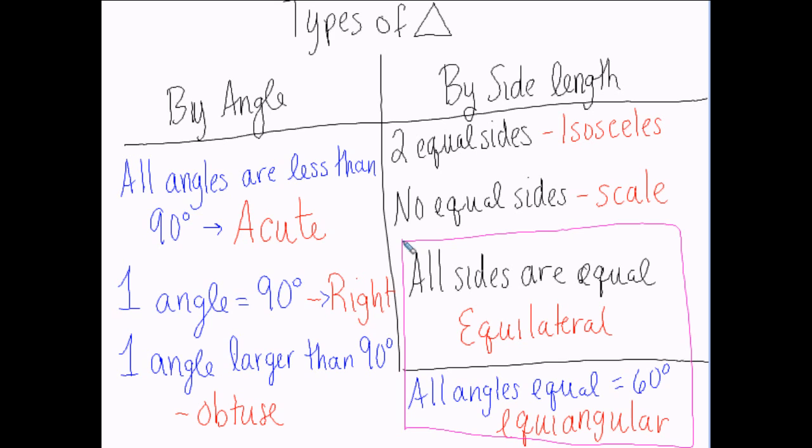Does that make sense? So I can make combinations of these blue ones here on the left with the top two of the side lengths, but the ones in the purple box are always together. If you're one of these, you're the other. And then if you're acute, right, or obtuse, you can be isosceles or scalene. Does that clear it up a little bit better?